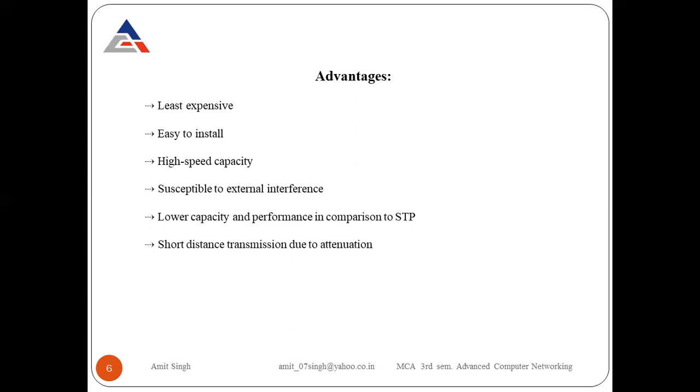And the last one is short distance transmission due to attenuation. Due to attenuation, we use these types of wires for short distance transmission. Attenuation means the external noise. If the external noise is mixed with your signals, they will be altered, and you cannot receive the same signals as sent by the sender. So these are the disadvantages of the unshielded twisted pair.